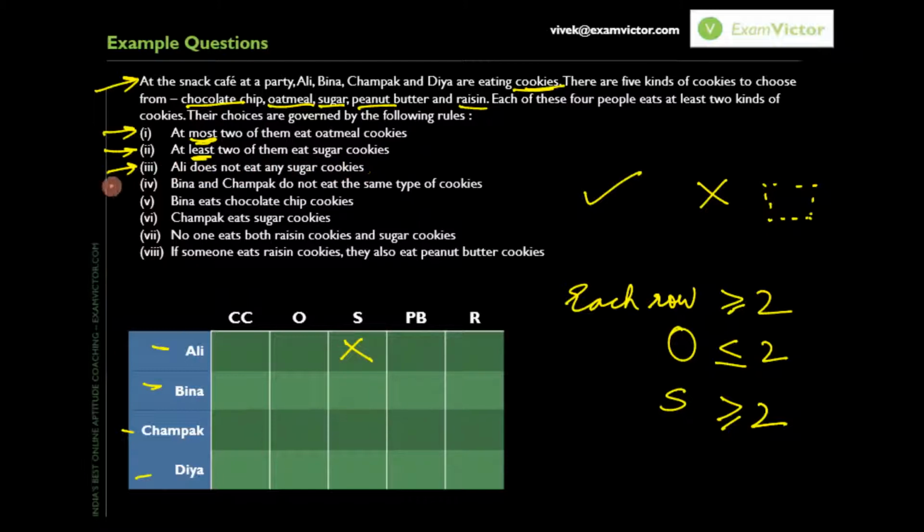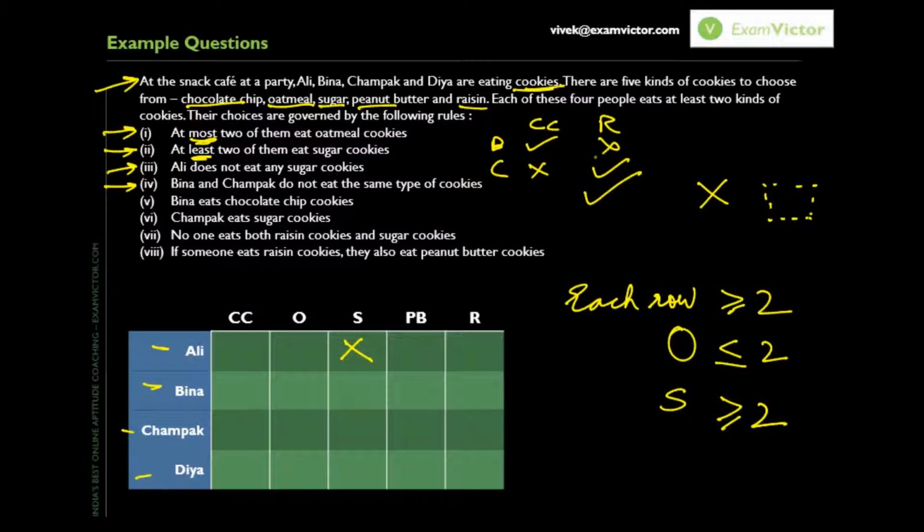Okay. Then we have Beena and Champak do not eat the same type of cookies. This is an interesting statement. So let's take a second to explore what this means. One obvious meaning is, if there is a type of cookie, let's say chocolate chip, and Beena is eating it, then automatically it means Champak will not eat it. So this is obvious, this is fine. And vice versa also it applies. So for example, if it is raisin and Champak is eating it, Beena will not eat it.